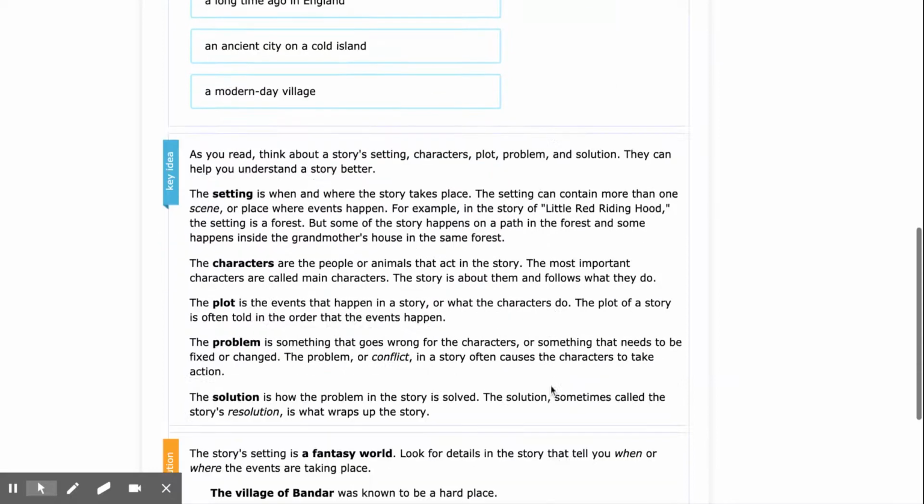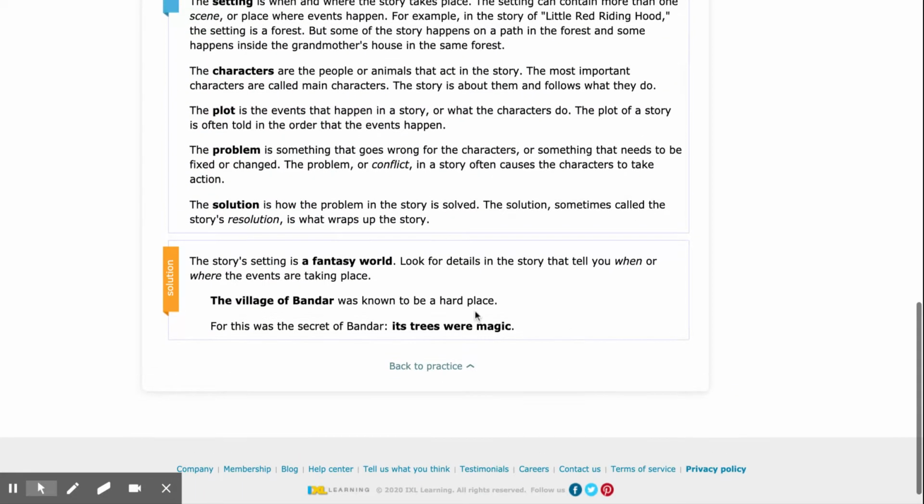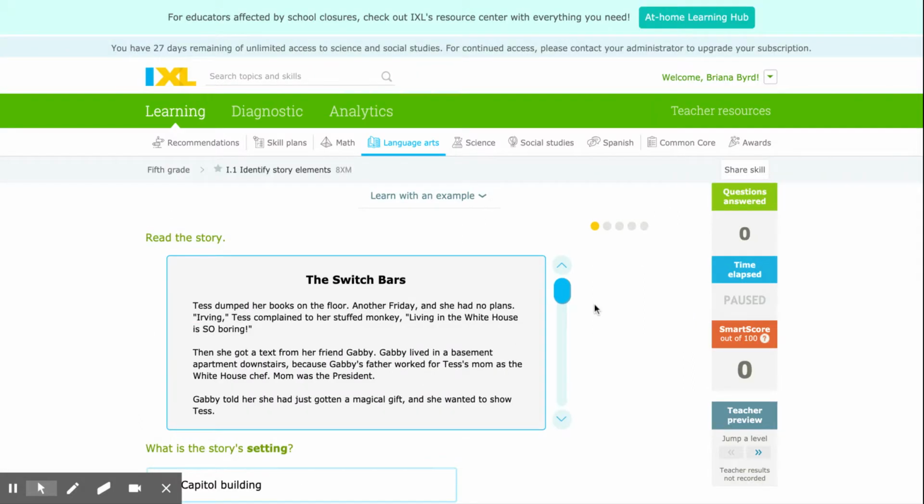Let's now take a look at our answer. It says the story setting is a fantasy world. Look for details in the story that tell you when and where the events are taking place. The village of Bandar was known to be a hard place. For this was the secret of Bandar. Its trees were magic. That clue about the magical trees lets us know that it is a fantasy world. Remember, as you're working, if you're confused, click Learn with an example to review the notes.